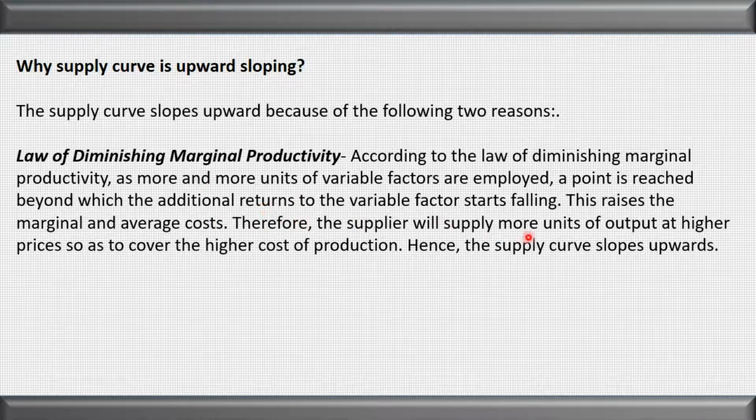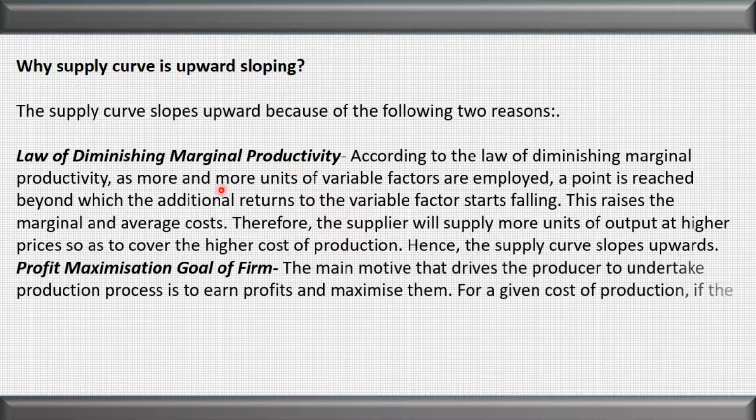The supplier will only supply more when the prices increase. Why? Because the producer wants to earn more profit. He can only earn more profit when the price increases and the margin of the profit should be the same. If the production cost is increased because of the law of marginal productivity, the producer will only supply more when the selling price of the commodity will increase. So this is the main reason. When the price increases, supply also increases. That is what the law of diminishing marginal productivity says.